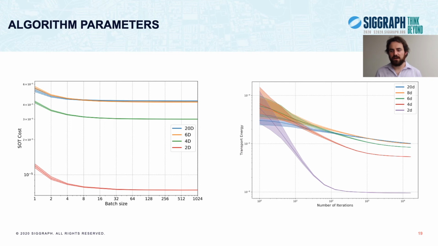So here on the right, you can see the plot of the transport cost depending on the number of iterations. And as you can see, the number of iterations needed before convergence increases with the dimension. So what we did was just take around 4K for 2D points and then take 60K iterations for 20D points. But it doesn't grow much higher.